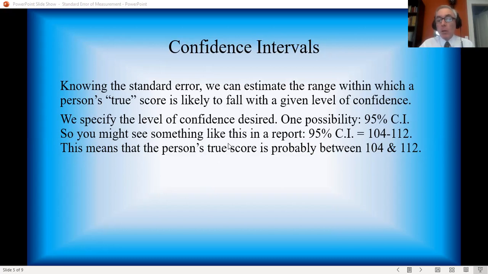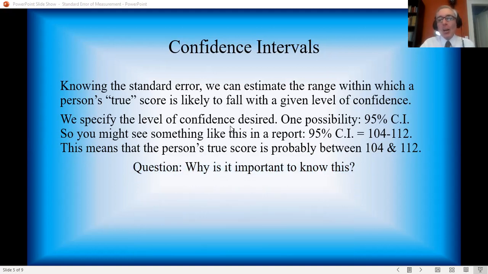And so you might, in a test report, for example, see somebody writing that 95% confidence intervals for a child's score on an achievement test fall between 104 and 112. In fact, that's the confidence interval, that range of scores. And all that really means is that the child's true score on whatever achievement domain we're assessing is probably between 104 and 112. If this was on the IQ type scale, that means they're probably in the average to high average range.